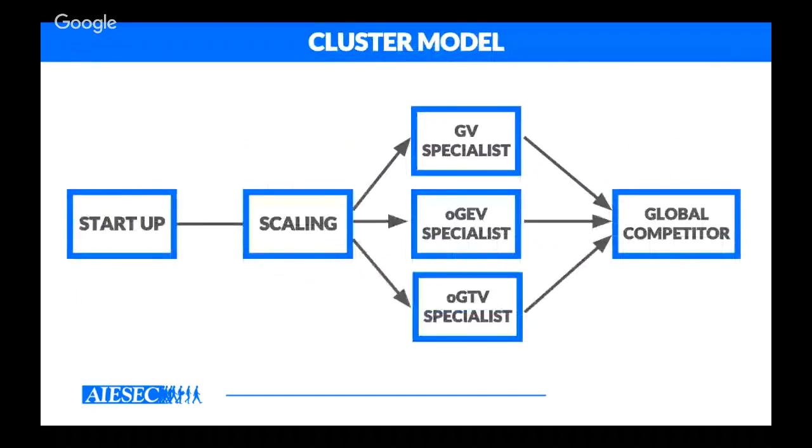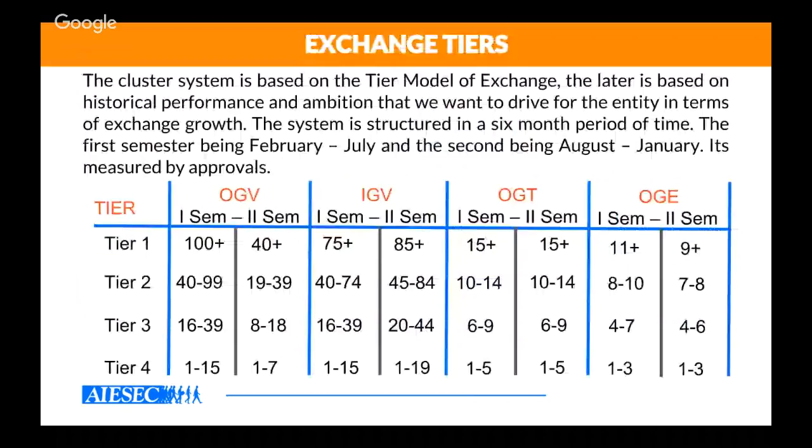So, how does it work? We have 6 clusters that actually are 4. So we have the startup, the scaling, the specialist one that is divided based on the focus of the LCs in that cluster, and then we have the global competitor. So how do we allocate LCs in clusters? The first criteria are the tier of the products. So here you can see all the tiers of all the products, so the number of exchanges that an LC needs to perform in order to be in one tier or the other, and they're divided by semester. Why?